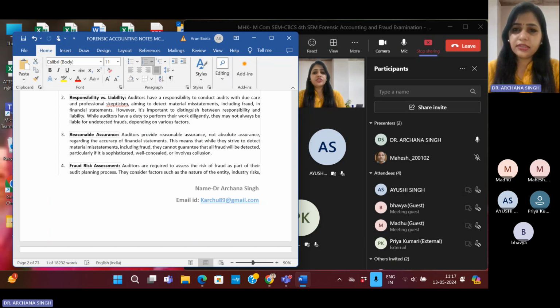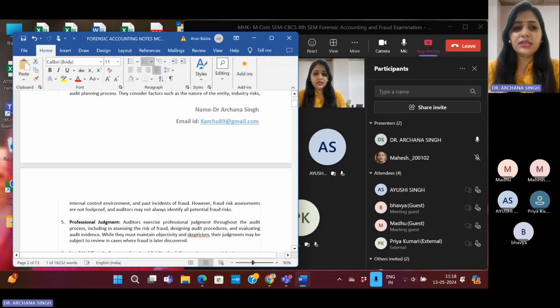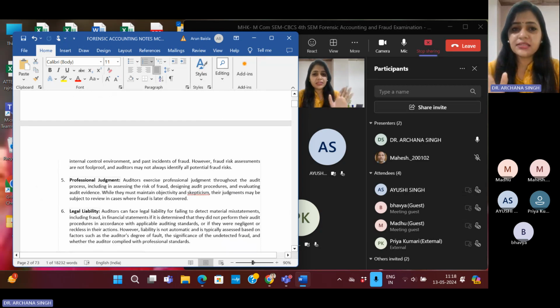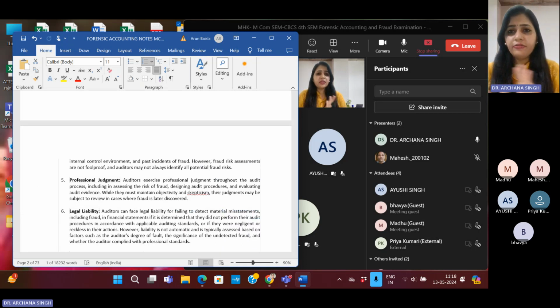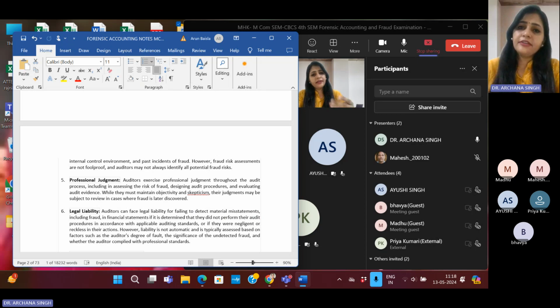So they should consider factors such as the nature of the entity, industry risk, internal control environment, and past incidents of fraud. Fraud risk assessments are not foolproof, and we can't say that auditors will always identify all potential fraud risks, but this is the scope that they have to find out.